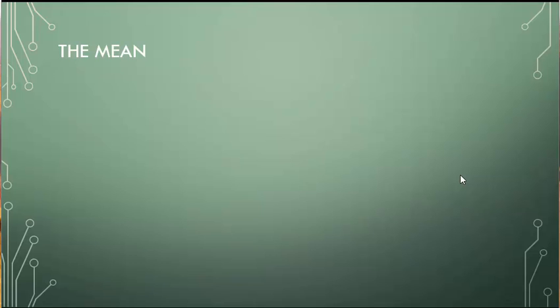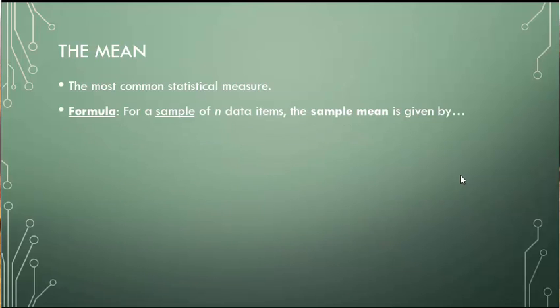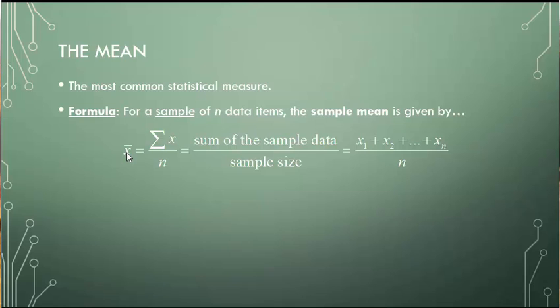The first one I think you all know, you've seen this before, the most common statistical measure, the mean, sometimes called the arithmetic mean, or the average would be the colloquial term. So we can say for a sample of n data items, the sample mean is given by x bar, that's how that's read. That's the symbol for sample mean. And what is it? It's the sum of the data items divided by the sample size, in other words, the number of data items we have.